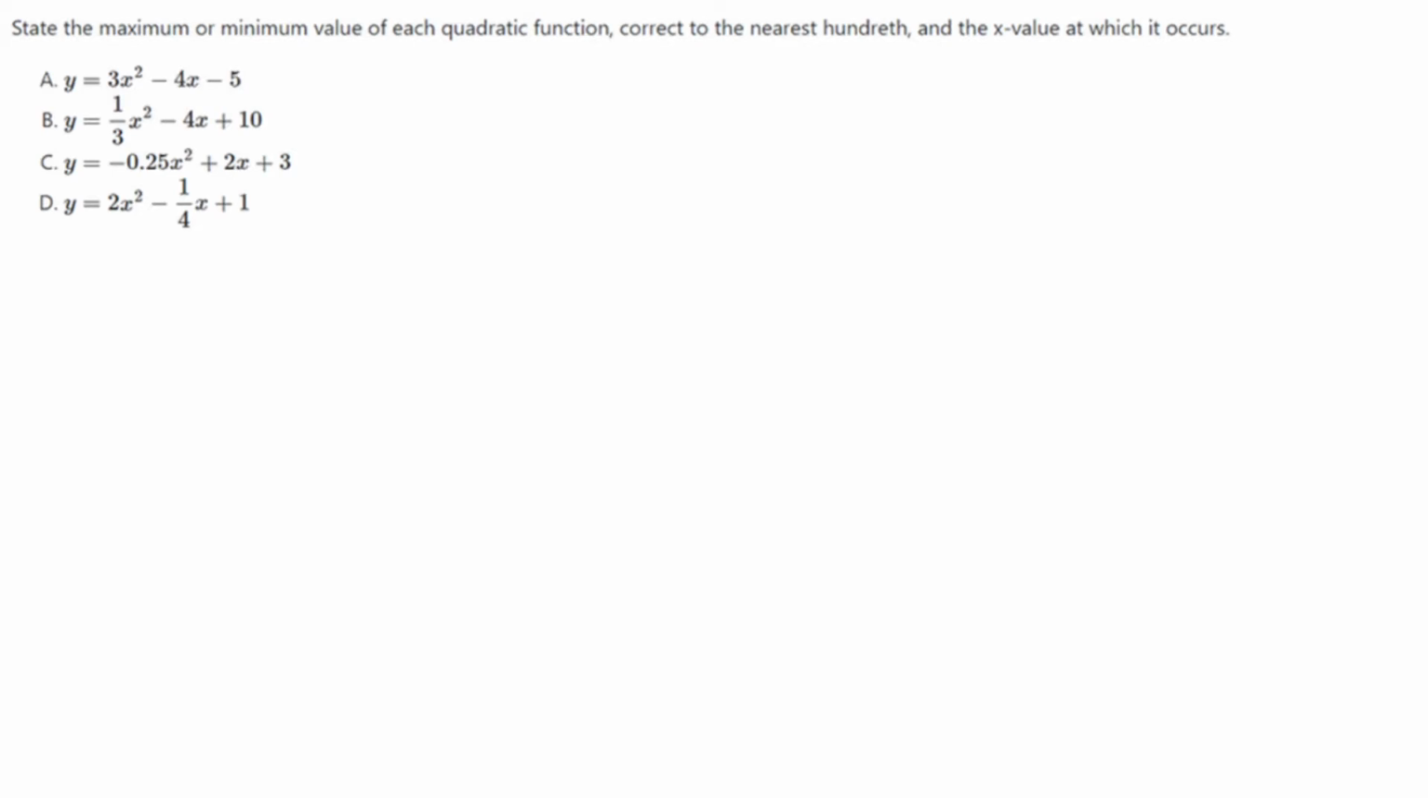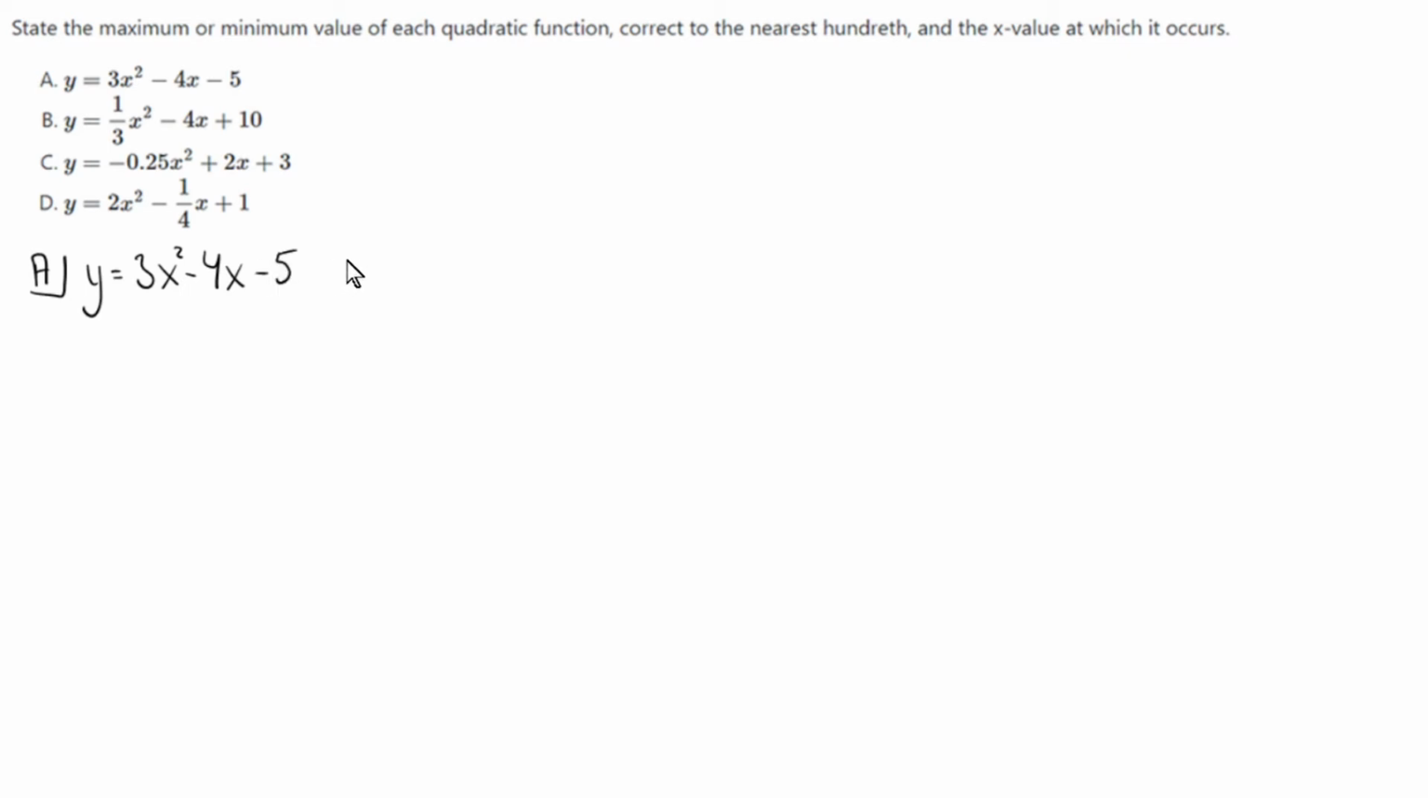State the maximum or minimum value of each quadratic function, correct to nearest hundredth, and the x value at which it occurs. So the first one is y equals 3x squared minus 4x minus 5.